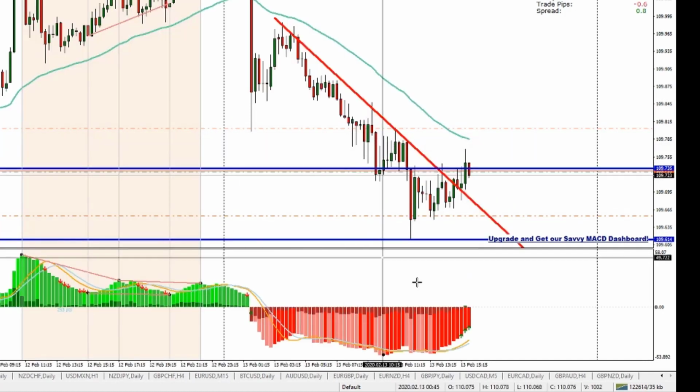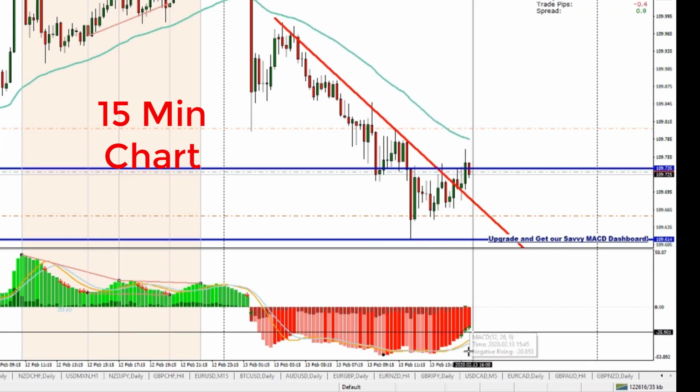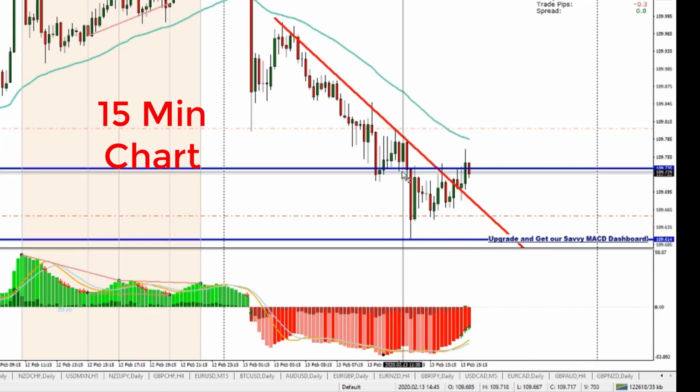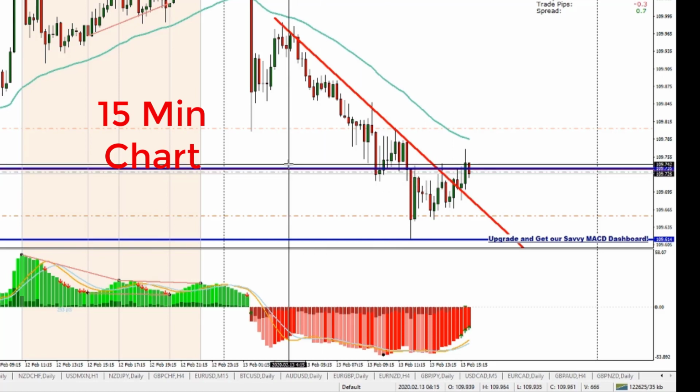On the 15-minute, it's getting smaller on the MACD. The arrows are pointing up. We're still fighting this level, so it's not a done deal yet. Still fighting this level, right? So that's where it's at.